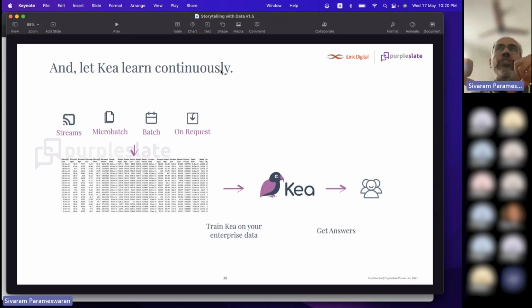I think all these file formats you can use to train Kia. And it's not just about data in a typical organization; it just grows. The data can flow through real-time streams, frameworks like Event Hub, Kafka, and all that, or it can be microbatch based on different schedules, on request, and so on. So the data could be fed to the platform on these bases, and then the platform would continue to learn and provide the answers, right?